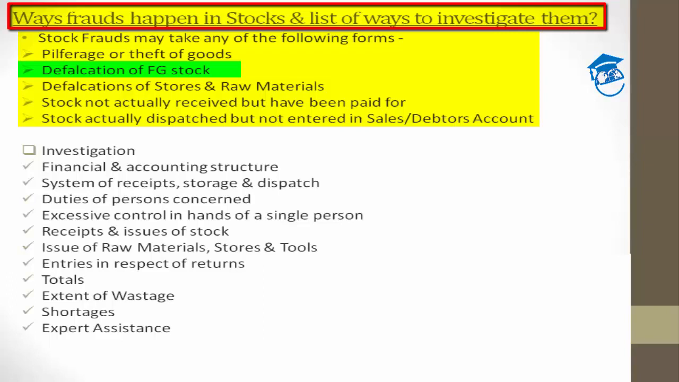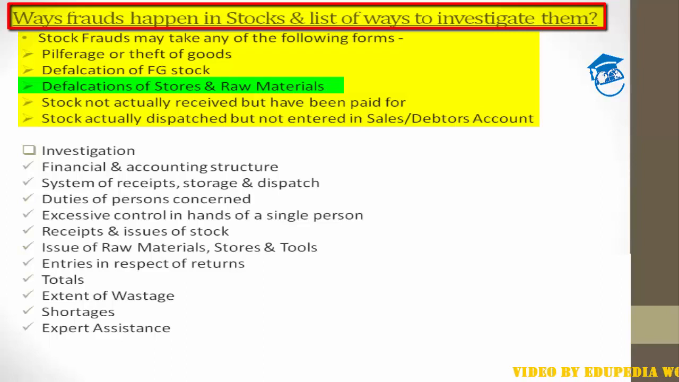So this is something again going to affect your inventory. That is number 2, stock fraud. Number 3, defalcation of the stores and raw materials. This can be done by inflating the quantities which are issued for production.